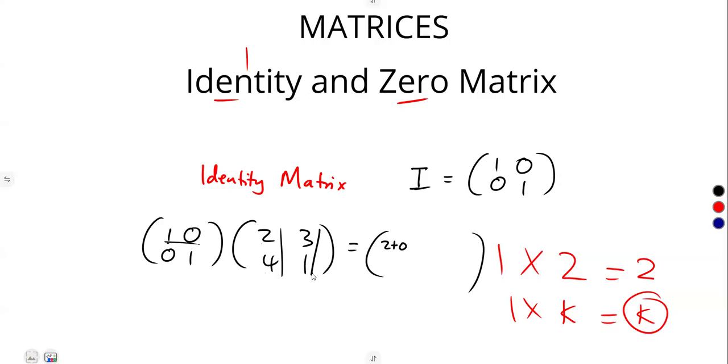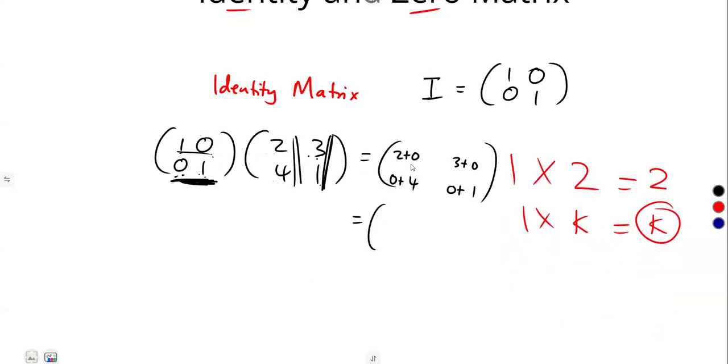We move on to the second column. 1 times 3, that's a 3 plus 0 times 1, that's a 0. Second row to the first column, 0 times 2, that's a 0 plus 1 times 4, that's a 4. That same row, but to the second column, 0 times 3, that's a 0 plus 1 times 1, that's a 1. So we have 2, 3, 4, 1, the same matrix as we had before as a 2 by 2 matrix.